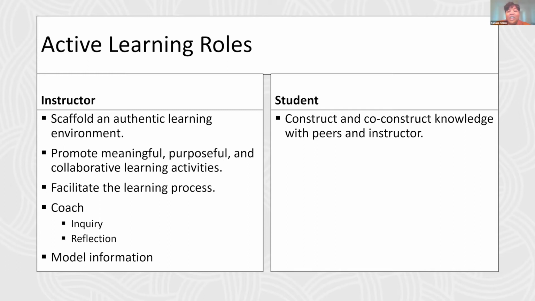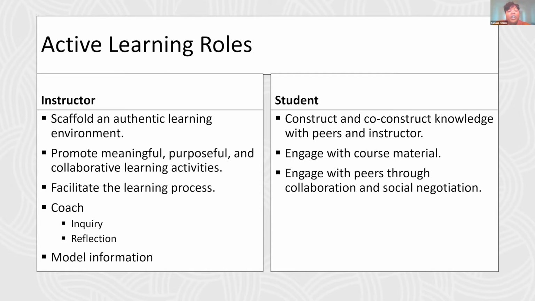And then for the student role, students are constructing and co-constructing knowledge with their peers and instructors. So again, just tying back into that, students have prior knowledge. So they're able to construct new knowledge, and then they're able to co-construct knowledge by sharing and receiving information from their peers and instructors. Also engaging with the course material, and engaging with peers through collaboration. So that may be group projects and social negotiation. Again, being able to articulate their thoughts and provide supporting evidence and share with their peers.